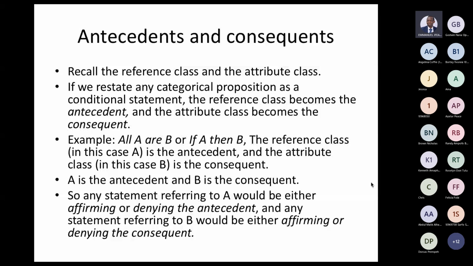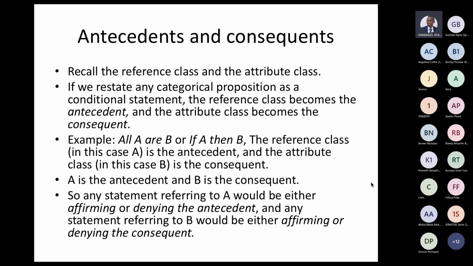So the reference class is normally taken as the antecedent, and the attribute class is normally taken as the consequent. A is the antecedent and B is the consequent. So any statement referring to A will be either affirming or denying the antecedent. And any statement referring to B will be either affirming or denying the consequent. Now, all A are B, or if A, then B. A is antecedent, B is consequent.